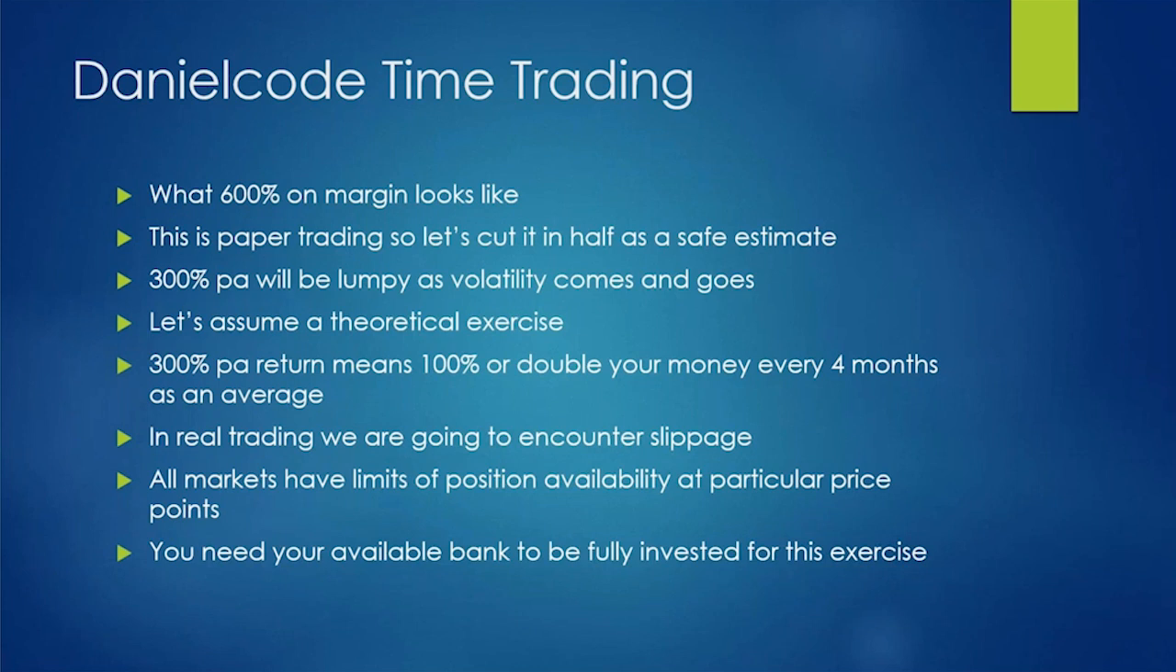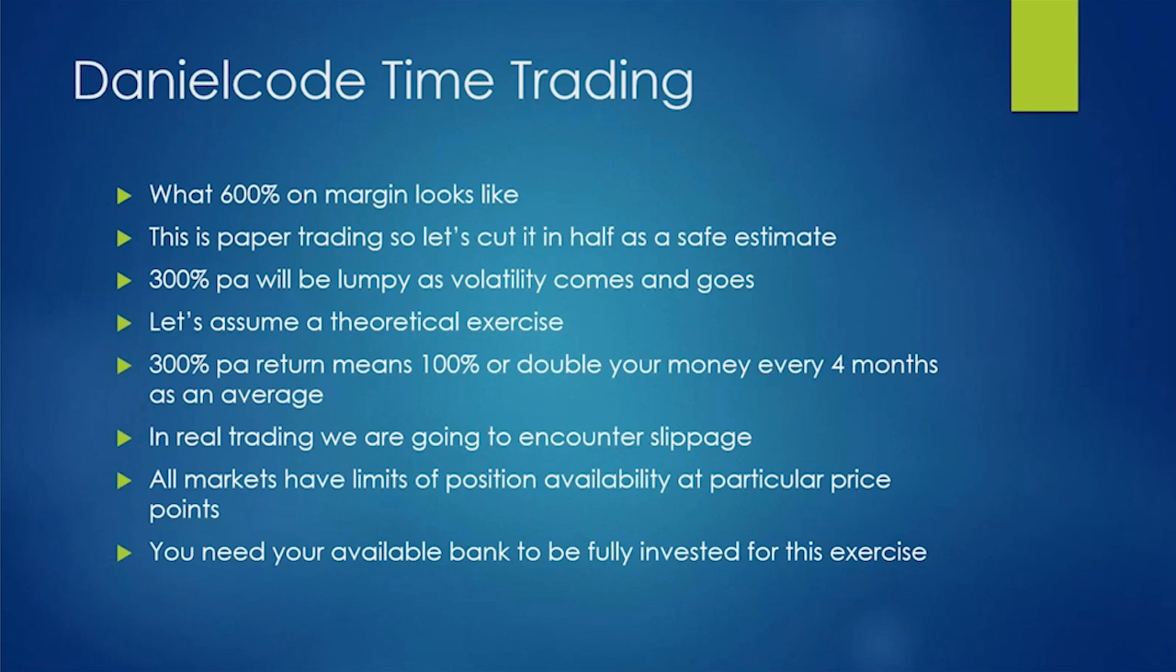Justin has showed us that the Danielcode has produced 600% across 100 years of various markets, and the range of them that he's shown and traded is quite staggering. Let's be conservative. Let's just take 300%. Now, those returns will be lumpy. Earnings in futures markets are not in a straight line. They come and they go. They come and go with volatility, and volatility is like a wave. It comes and it recedes, and later it comes again.